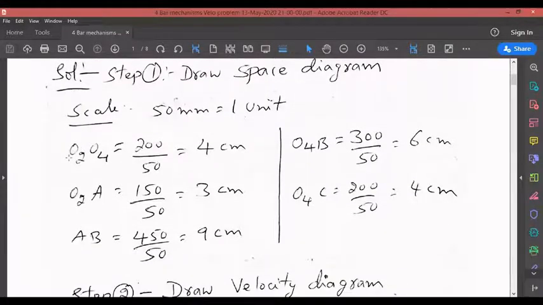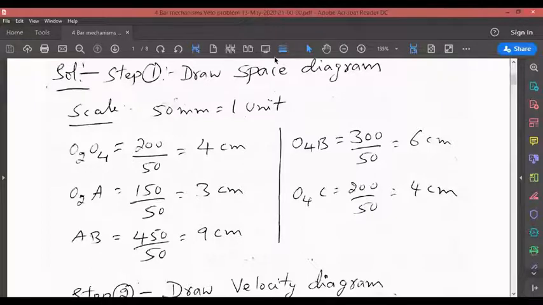So all the lengths are given. O2O4, 200 millimeter is given. So divided by scale, that is 50 mm, this gives us 4 centimeter. O2A is given 150 millimeter, divided by 50 means 3 centimeter. AB is 450, divided by 50, 9 centimeter. Similarly, we convert all the link lengths divided by scale to get the diagram in appropriate dimension. So these are the dimensions we got.